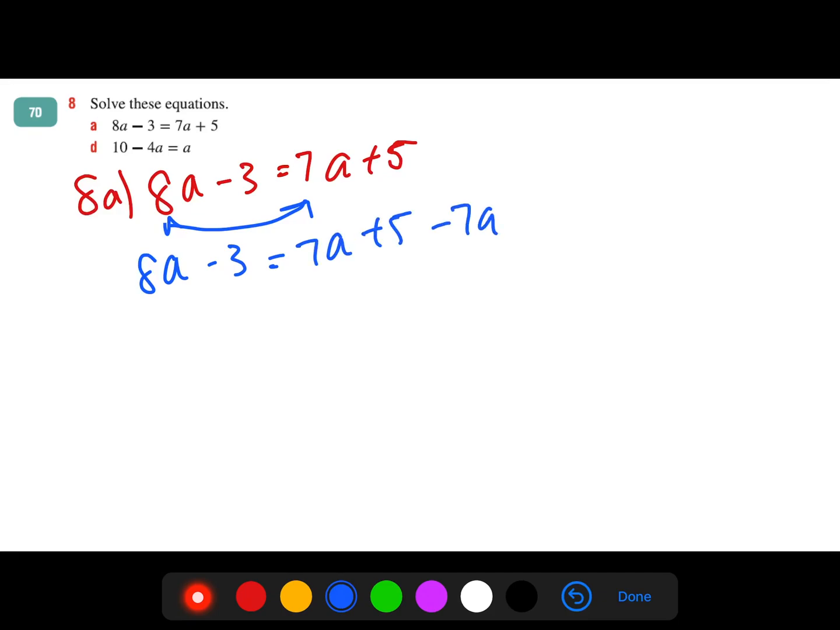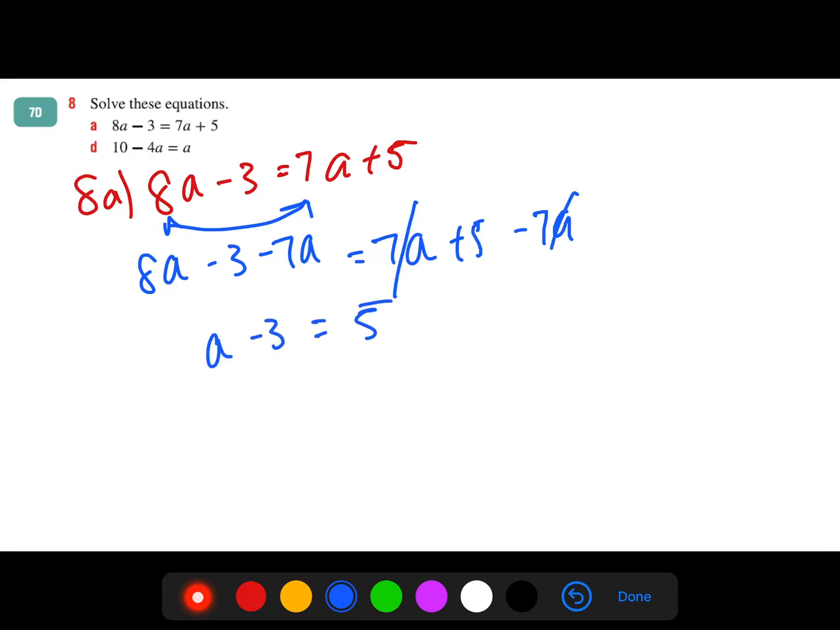So minus 7A, and then I'm going, oops. Sorry, what I did there was not leaving enough room. Like this. So then when I do it, 7A will cancel out. So I'll be left with 8A minus 3 minus 7A. So the 8A minus 7A, that will just give me A minus 3 is equal to 5.